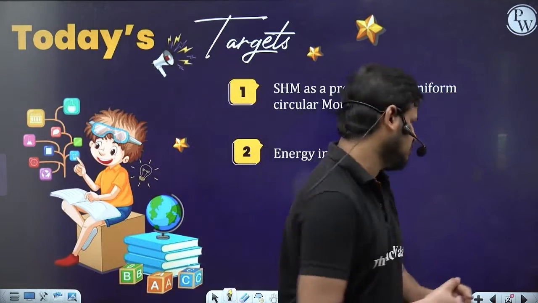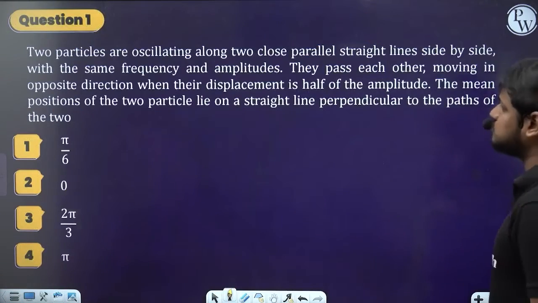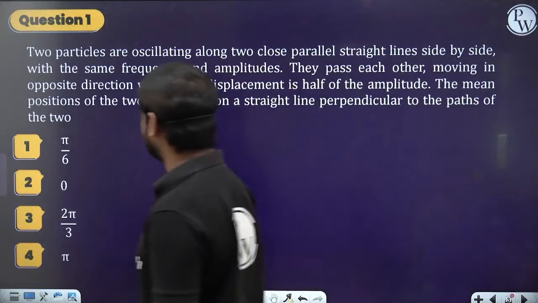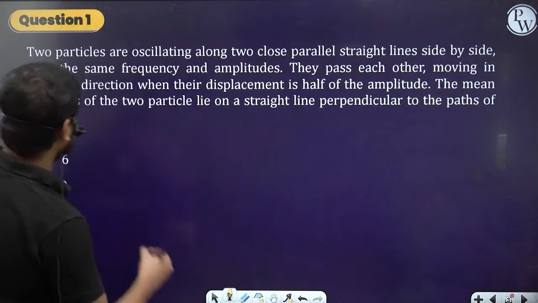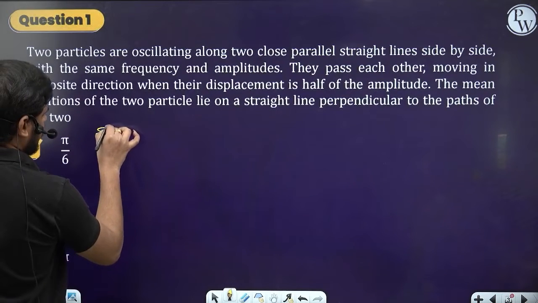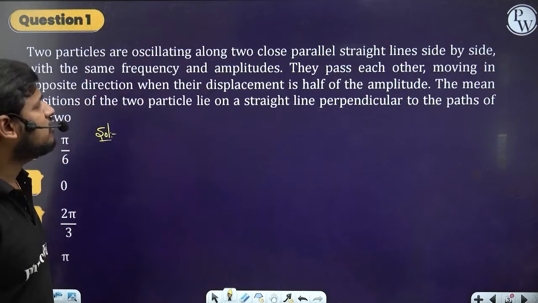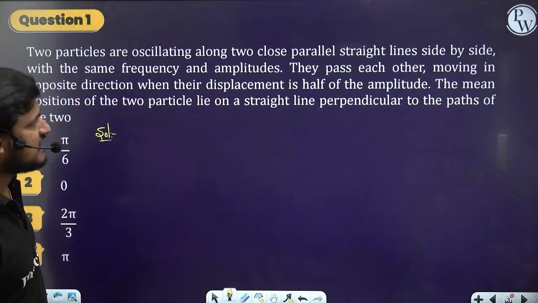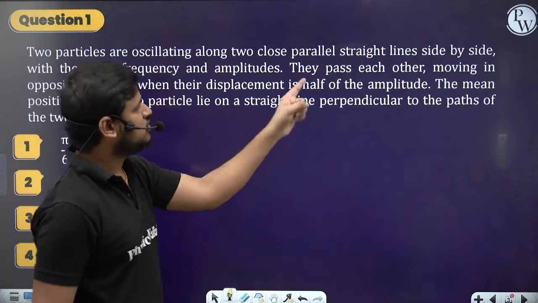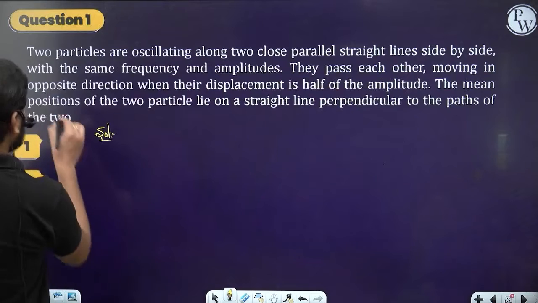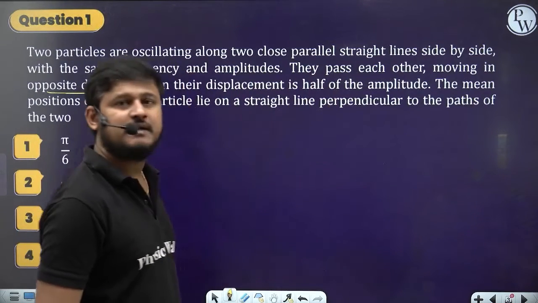Clear? Chal. Let's get into today's topic with a question. I gave this question as homework in the last session. The remaining questions you can solve easily, so this question I'll explain. Try to do it along with me. Two particles are oscillating along two close parallel straight lines side by side with the same frequency and amplitudes. They pass each other moving in opposite directions when their displacement is half of the amplitude.